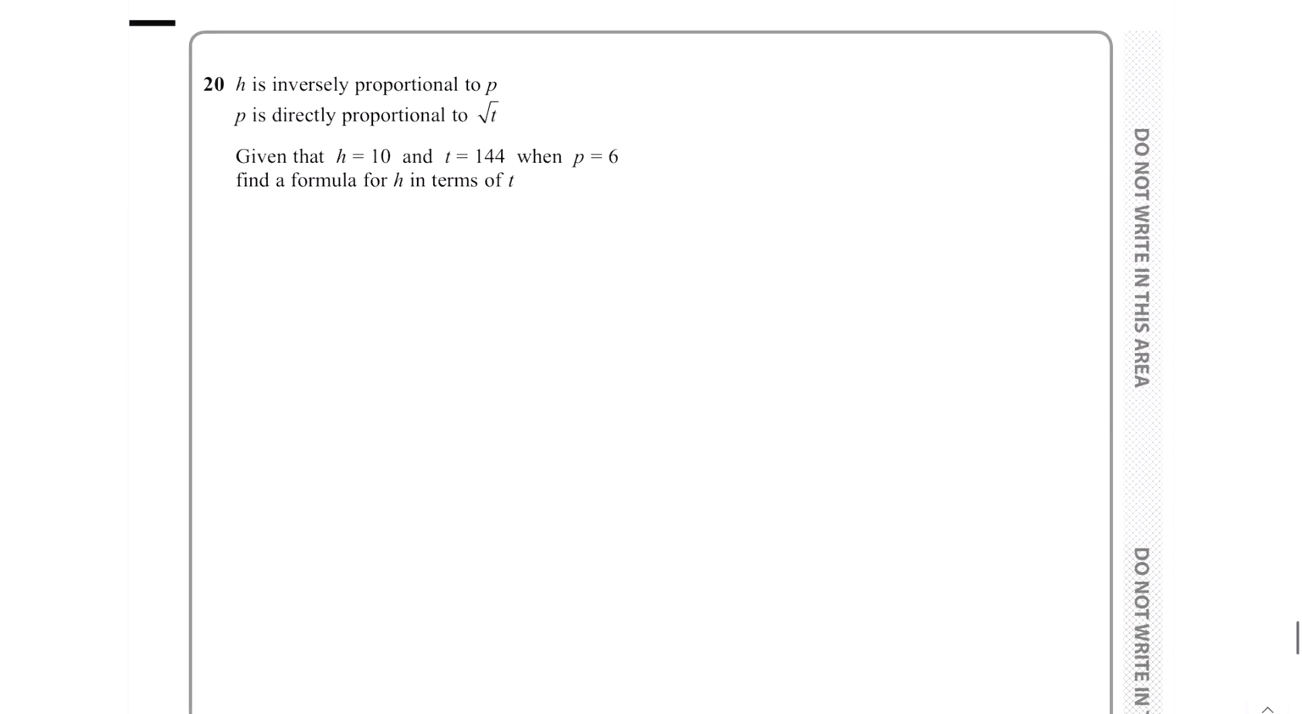h is inversely proportional to p. p is directly proportional to root t. Given that h is 10 and t is 144 when p is 6, find a formula for h in terms of t. So if we start off with this first bit, which is h is inversely proportional to p, that can be written as h is equal to k over p, with k a constant of proportionality. We know h is 10, k we don't know, and we know p is 6, so that means that k is equal to 60.